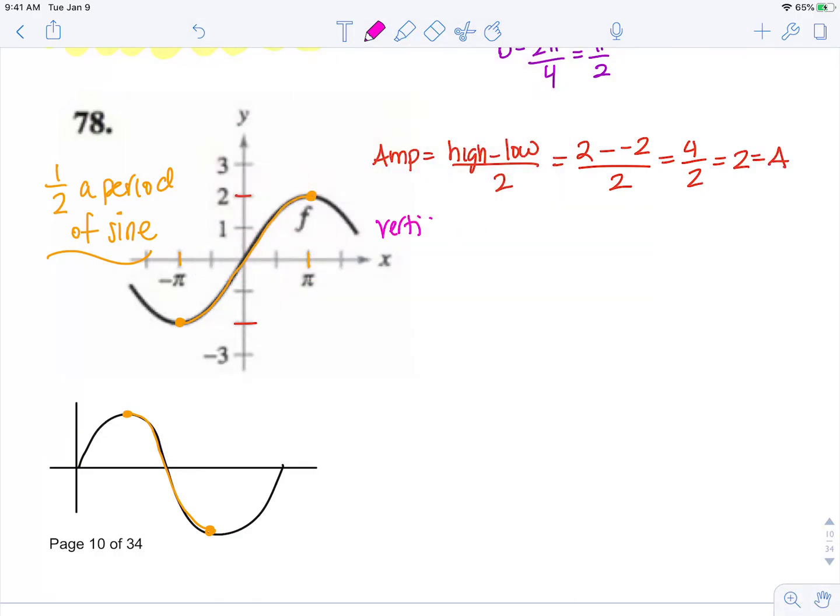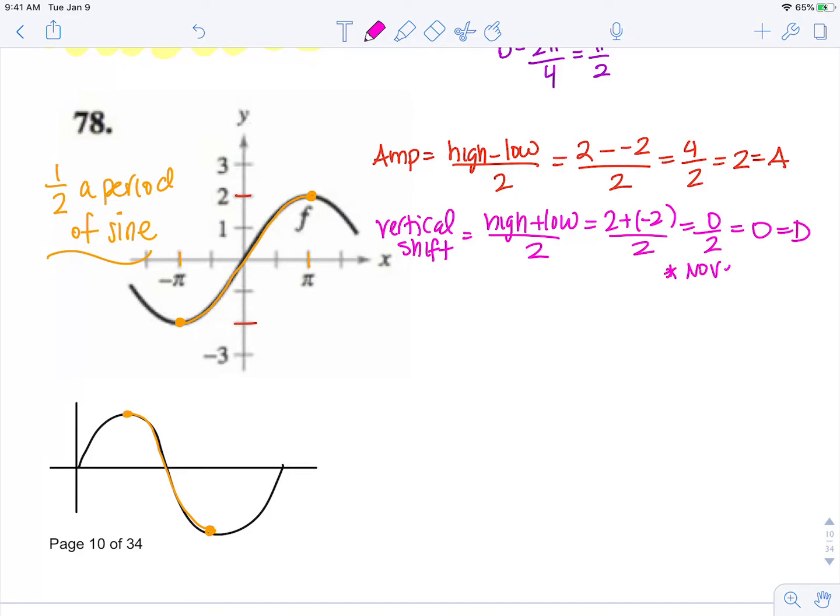Next, I need to do my vertical shift. That's high plus low divided by 2. 2 plus negative 2 over 2 is 0 over 2, which is 0. So this is our D value, and if D is 0, there's no vertical shift.